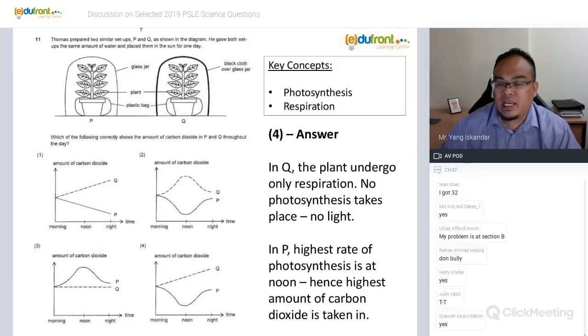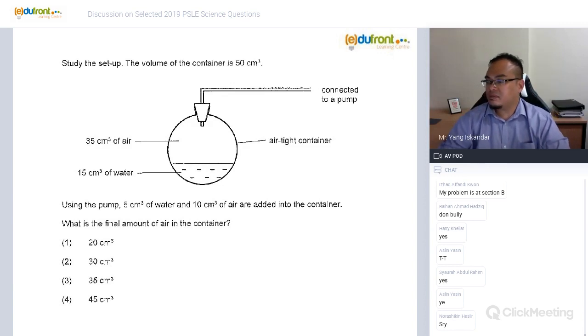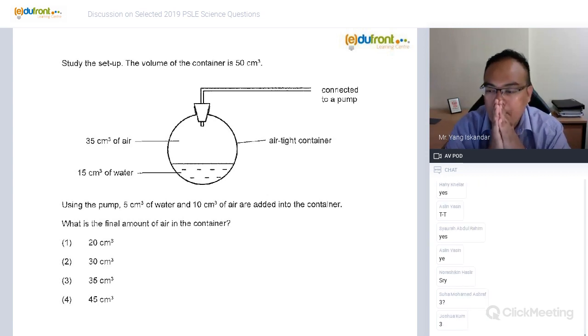Okay, next question. MCQ again. Those who know the answer, please write down as soon as you can. Ready? 1, 2, begin. Okay, I give you 30 more seconds.